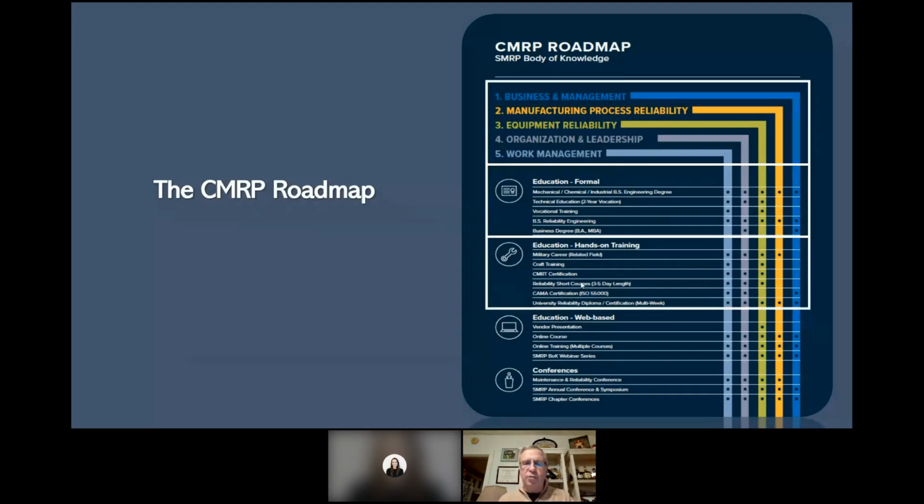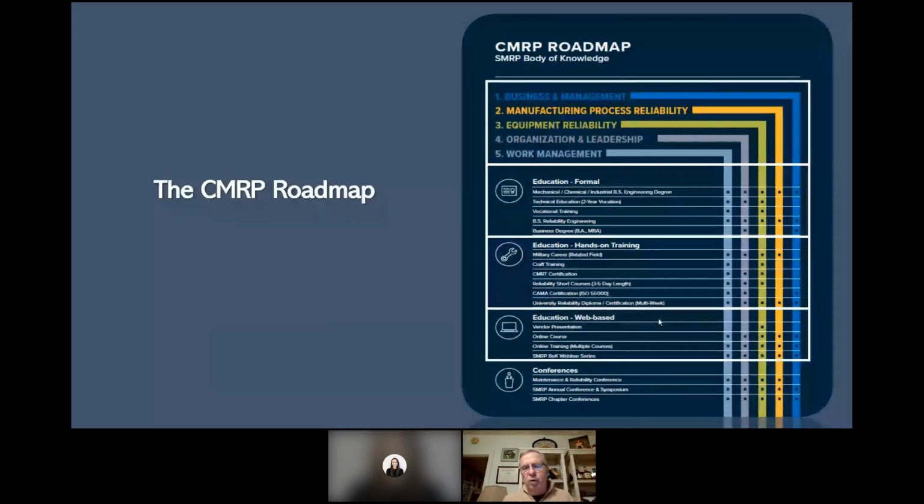Education, hands-on training. Well, military career-related field. That's where I started out. Mine was as a maintenance mechanic, working on heavy equipment, rebuilding, with civilians. You've got craft training, CMRT certification, reliability short courses 3 to 5 days in length. And then the CAMA certification has to do with ISO 55000. So if you're dealing with ISO 55000 at work, I recommend you get the certification because it'll increase your knowledge dramatically. Then a university reliability diploma or certification.